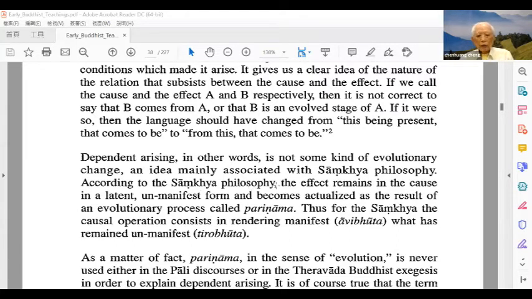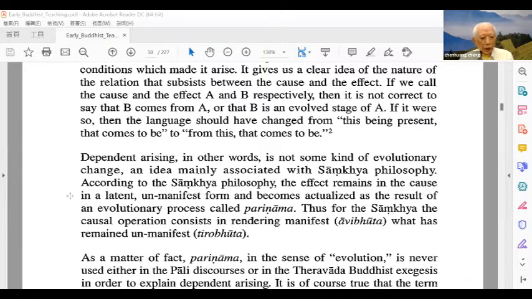According to the Samkhya philosophy, the effect remains in the cause. In the cause, there is the effect. The effect remains in the cause in a latent and manifest form. Latent means potential. It has not manifested, it has not appeared, but it is there. It is potentially existent in the cause, but it needs something to make the cause manifest the effect.